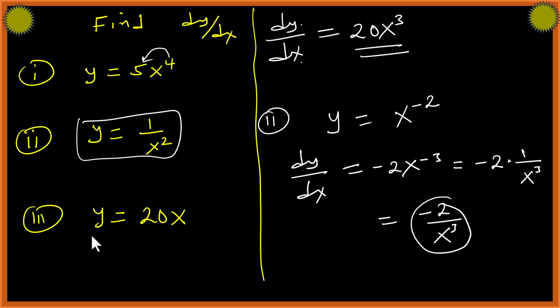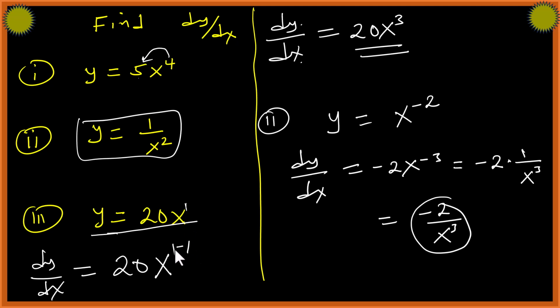Yes, you can pause the video and give it a try. So my dy dx. The power here is 1. So 1 times 20 is 20, x. 1 minus 1 is 0, so this will be x to the power 0. Any non-zero number to the power 0 is 1. Therefore, the answer is 20. All right, so that is the idea of differentiation.